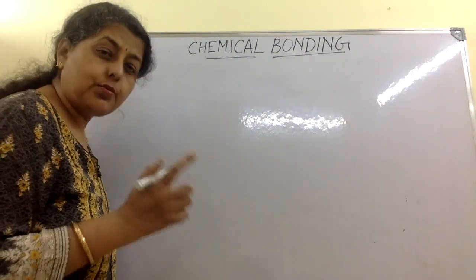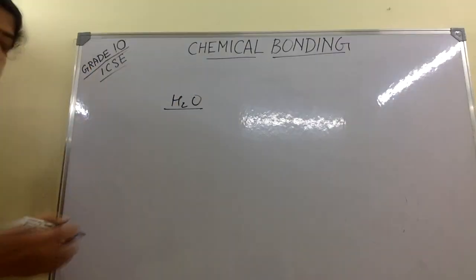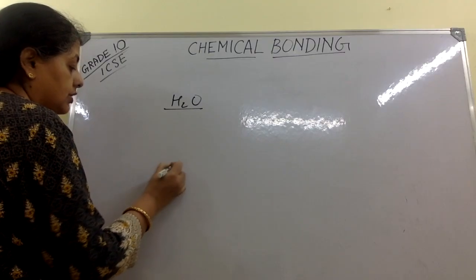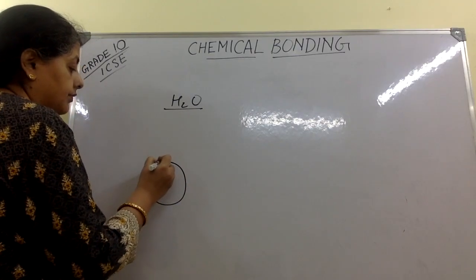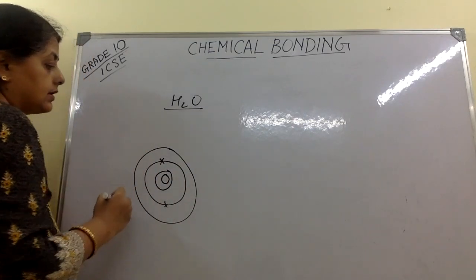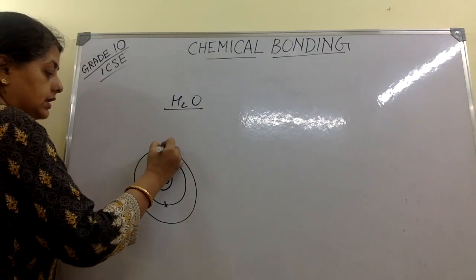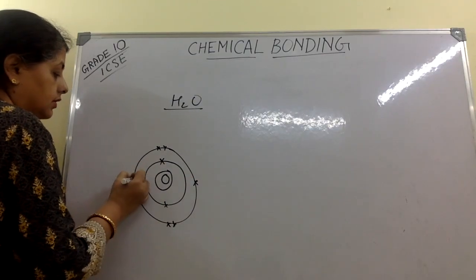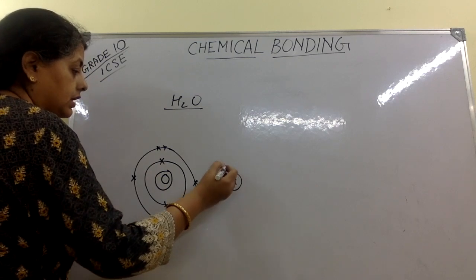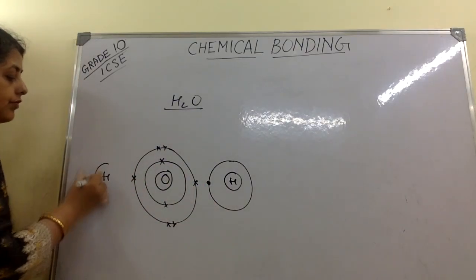So starting with compounds, we have the water molecule first and foremost. Now water has one oxygen atom. Oxygen will have two, and then six electrons in its outermost orbit. Then comes hydrogen, which has only one electron. Hydrogen has only one electron.